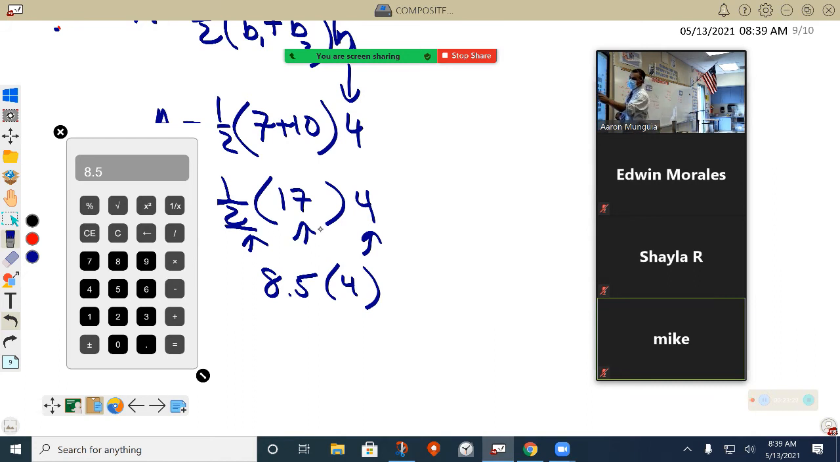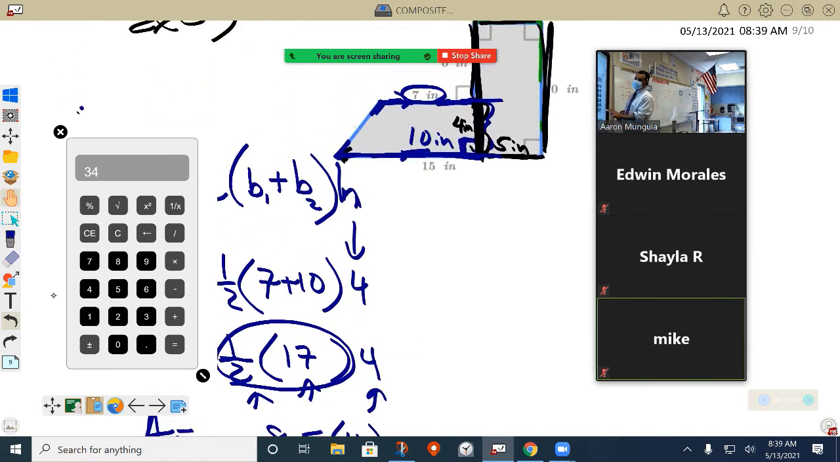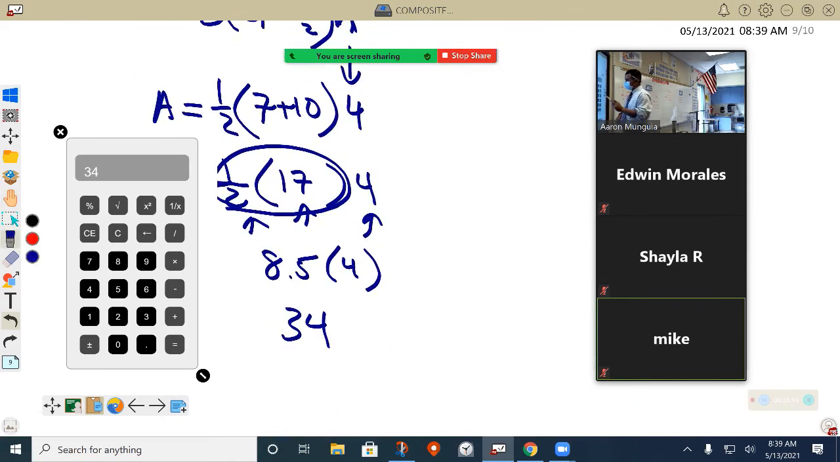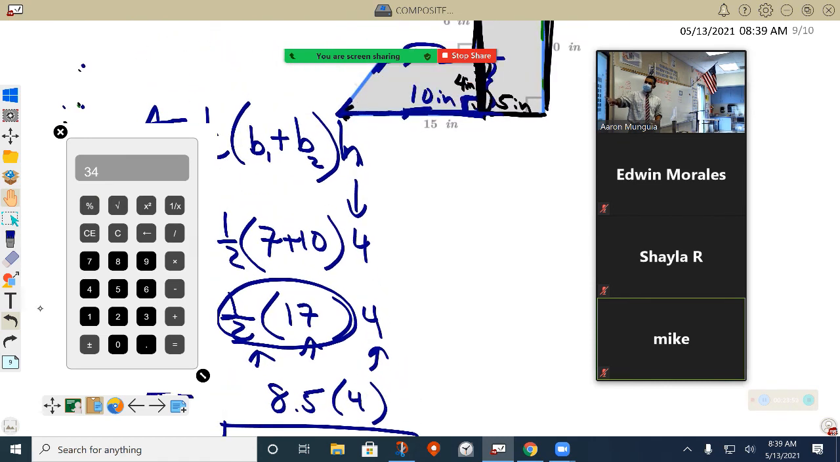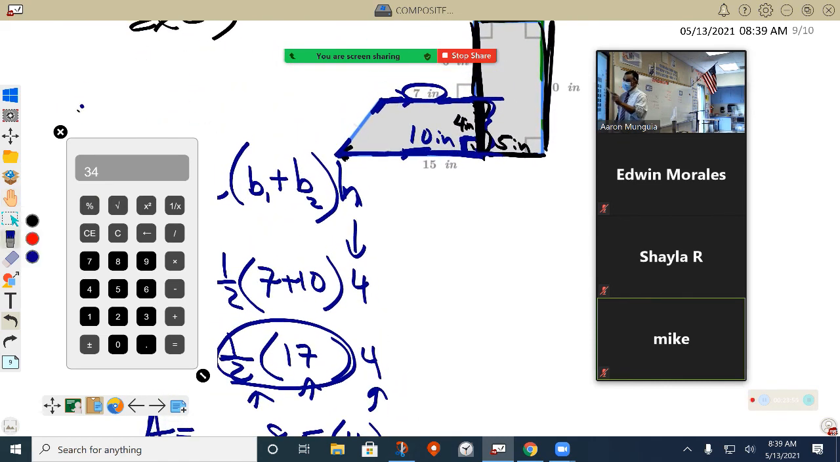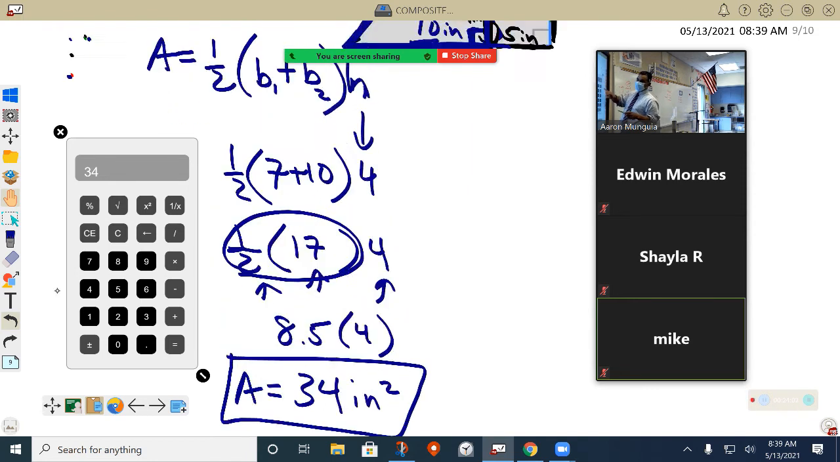So I did these two first. 1/2 times 17 became 8.5. 8.5 times 4 is 34. 34 what in this case? What are we dealing with here? Chickens, horses, or termites? Inches, huh? So 34 square inches. That's the area of the trapezoid. Okay? So we're done with the blue trapezoid right here. That became 34 square inches.